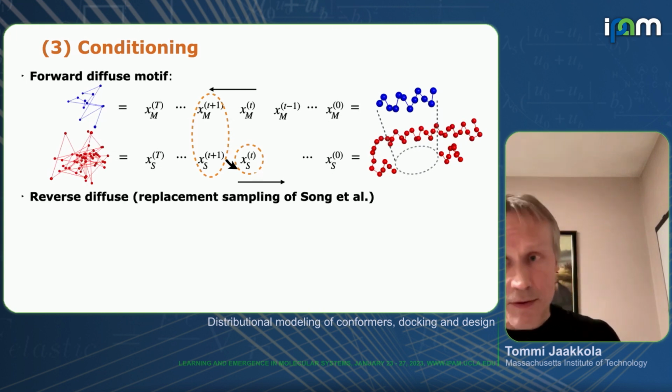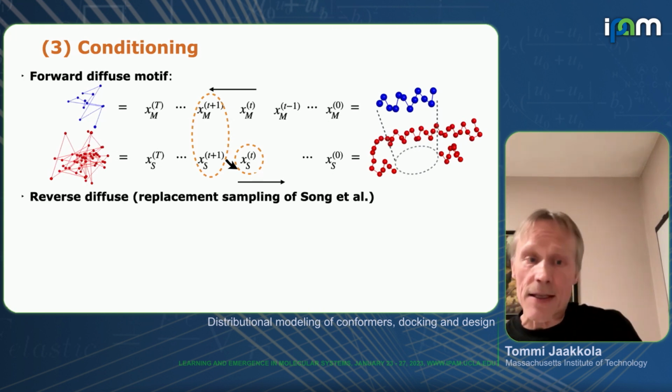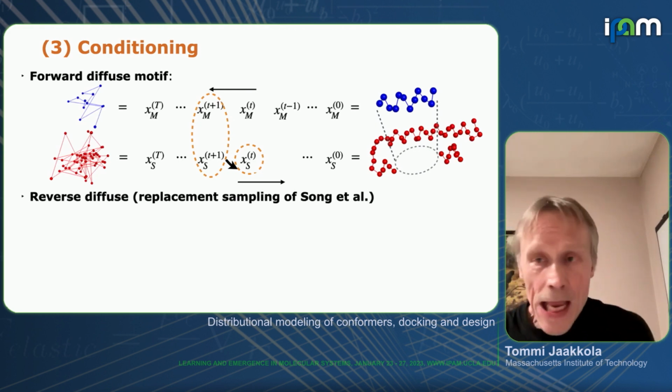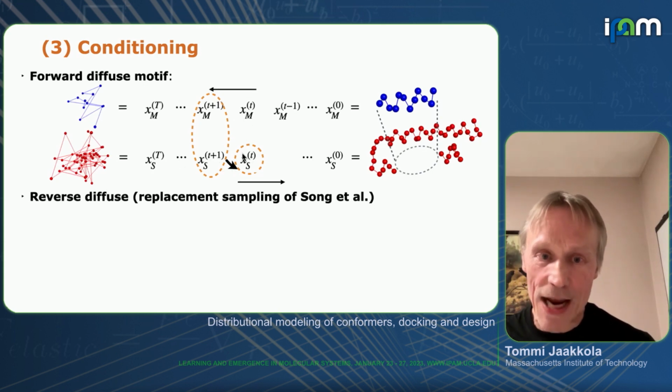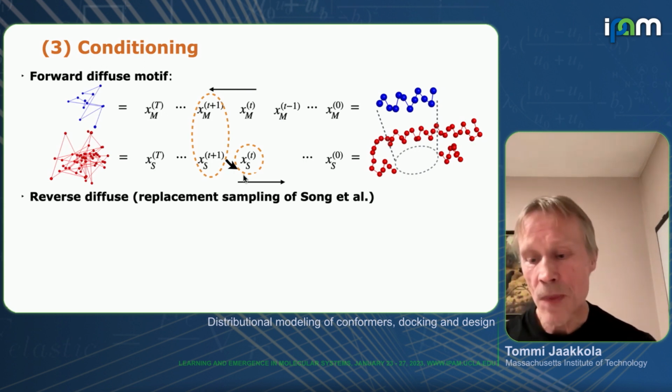Now, this basic replacement sampling doesn't work that well in our context. One reason is that it doesn't actually do the right conditional. It doesn't maintain the right conditional distribution of these scaffolds.